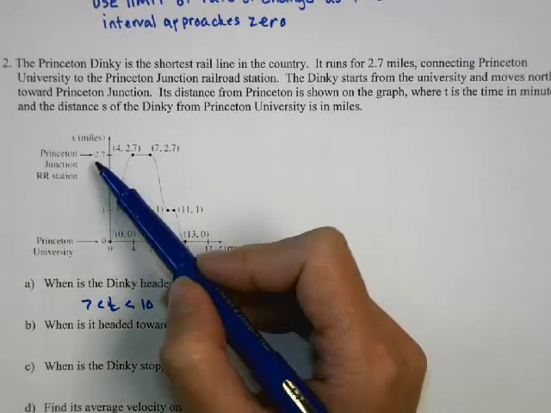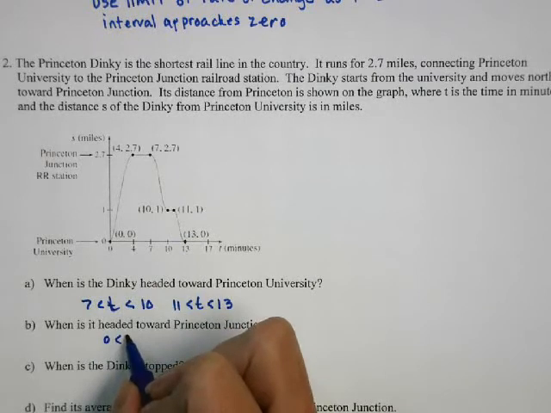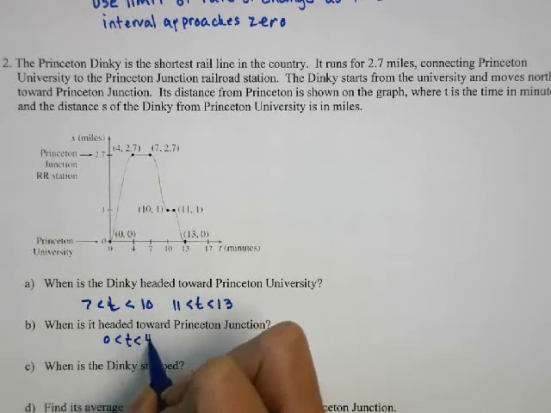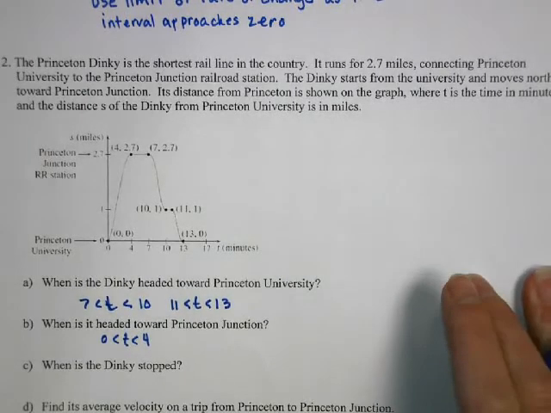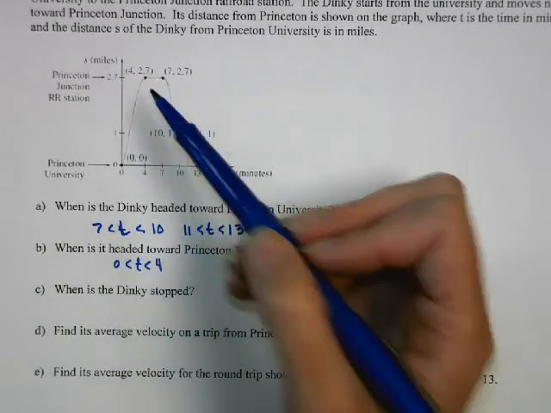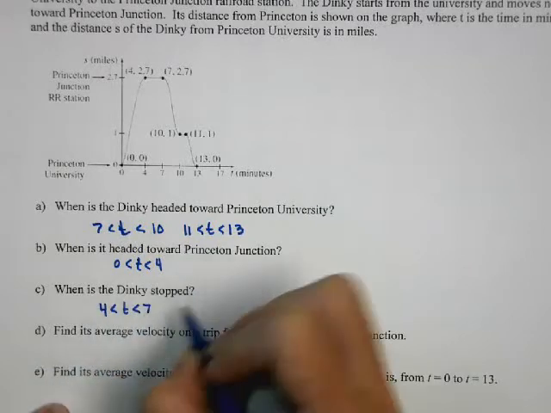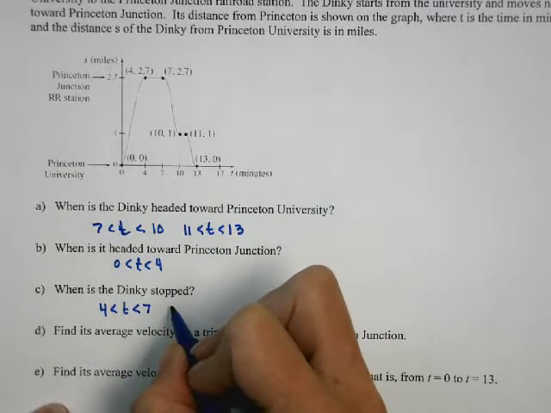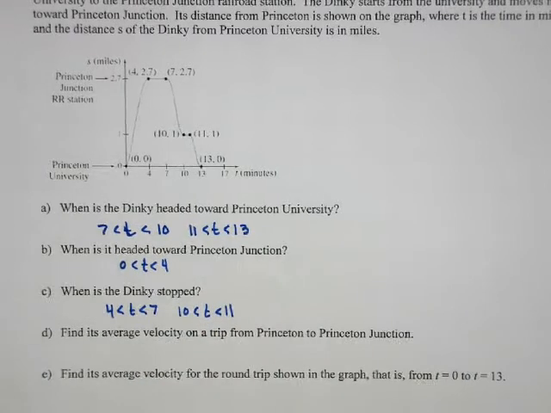When is it headed towards the junction? That's going to be from 0 to 4. When is the dinky stopped? That's going to occur when the graph is horizontal. That means it's not moving any closer or farther away. So that's going to be from 4 to 7, and from 10 to 11.